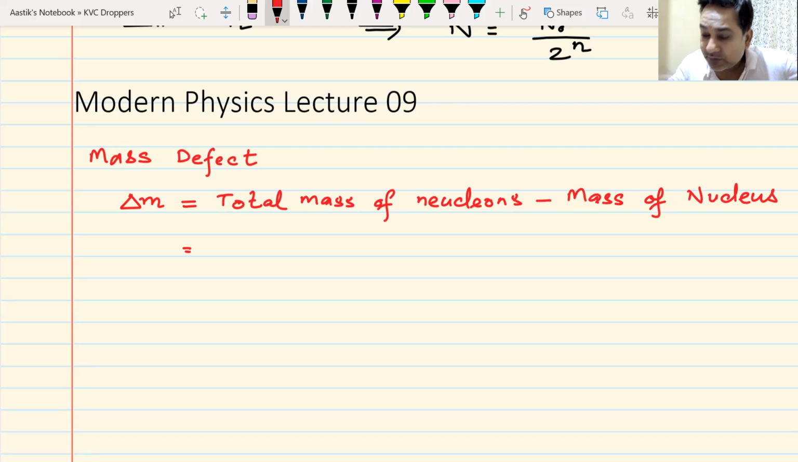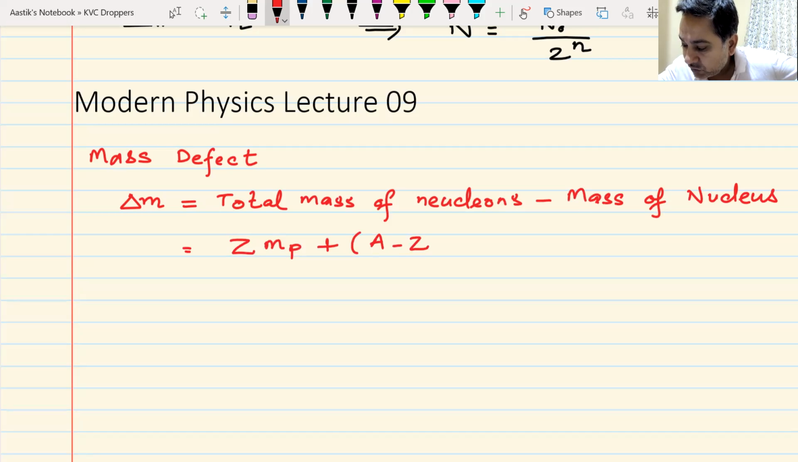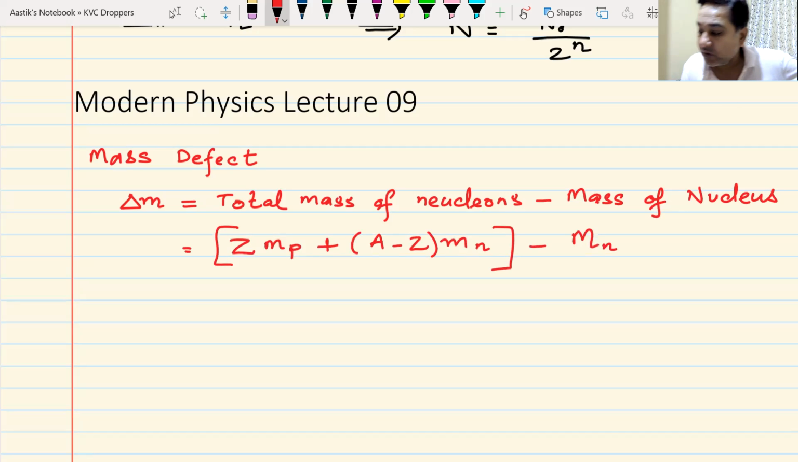Now, if I write it in terms of formula, how does the formula look like? ZMP. Z, that is the number of protons multiplied by the mass of the proton. Yes or no? Yes, sir. Plus A minus Z, which is the number of neutrons multiplied by the mass of the neutron. This has to be added up because this consists of the total mass of the nucleons. Minus mass of the nucleus, I write it as Mn. We understand this? Yes, sir.